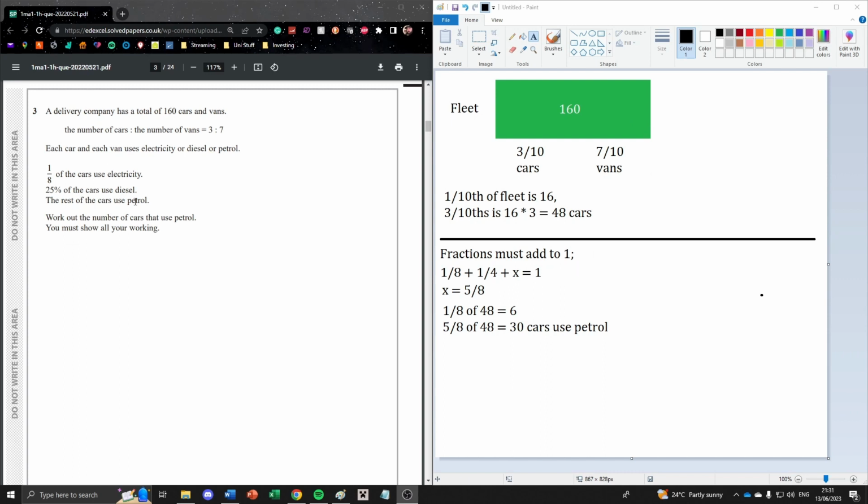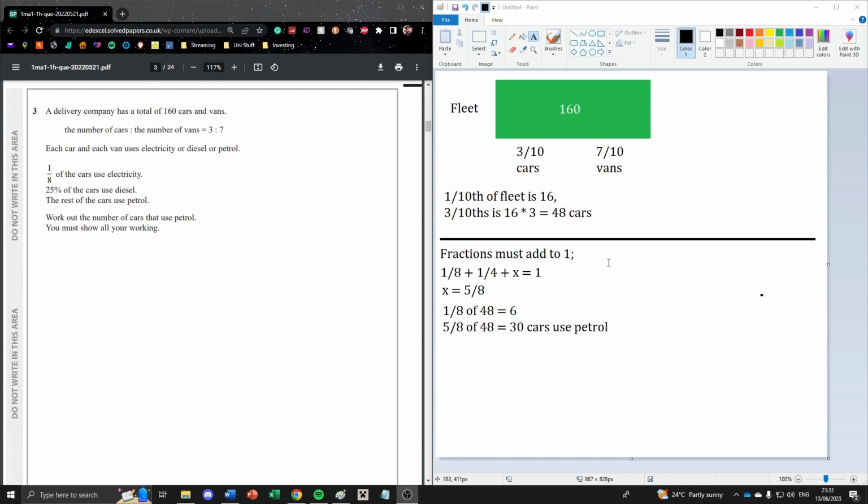Now, in this second half of the question, we're given the information for the fraction part. We're given what fraction of the cars use electricity, what fraction use diesel, and we're told that the rest of the cars use petrol. We're not actually given the fraction. Now we know that the fraction of the cars that use different fuels must add up to 1 because we must account for all of the different fuel types.